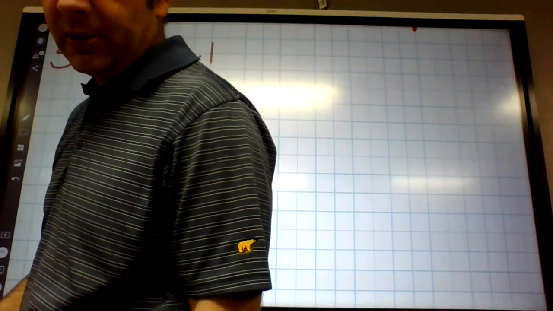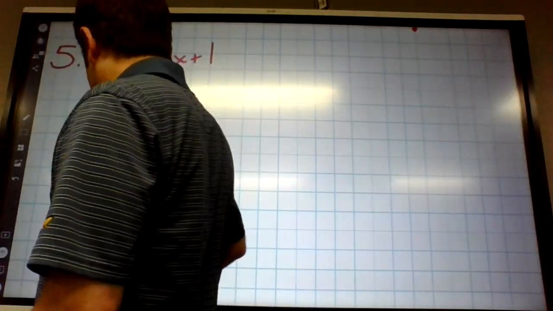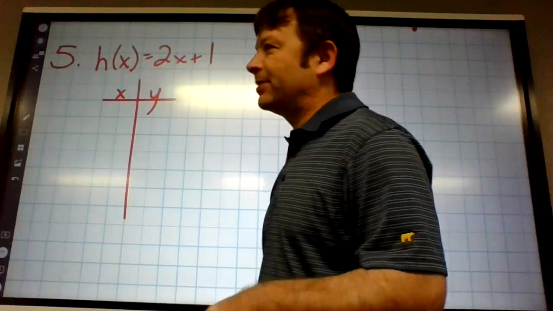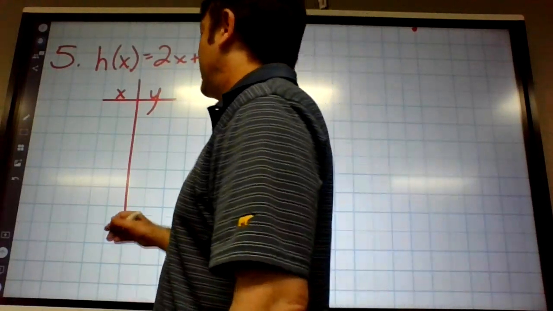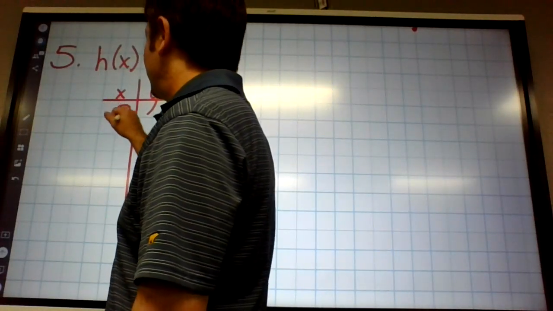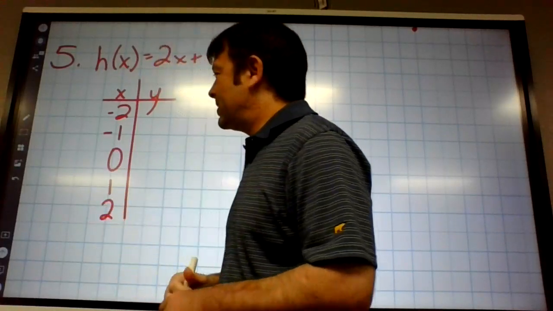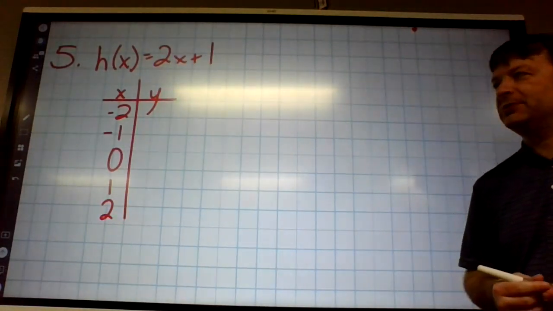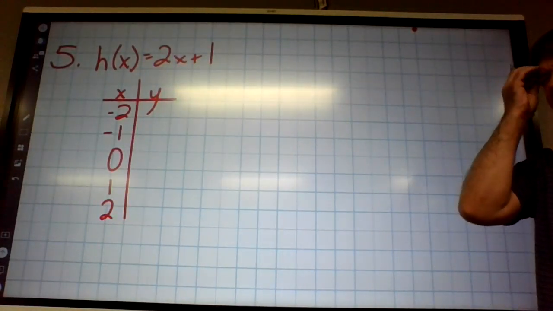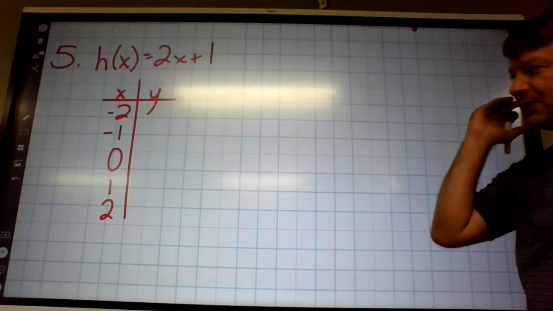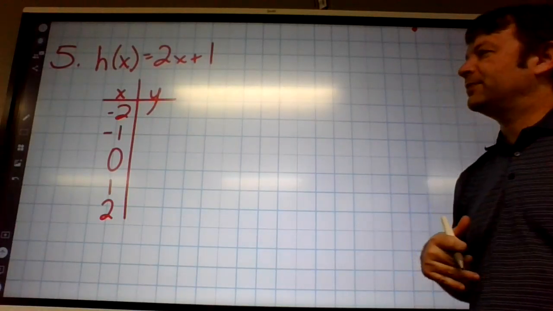Okay. On 5 and 6, it doesn't give us the domain. So what do you do? You make your own. I want you to use the same domain we did yesterday. I chose these x values because they're close to the middle of the graph. You don't want to choose a big x. Yeah, let's do 5.